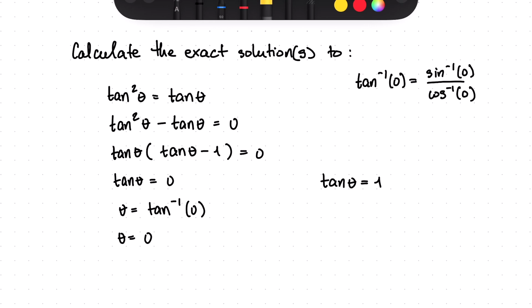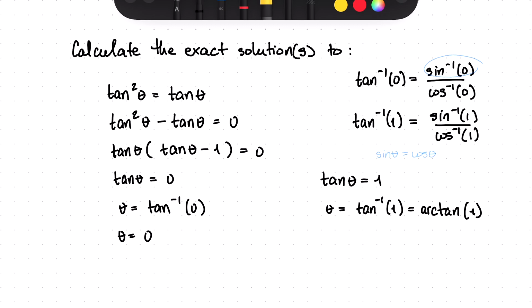On the other side, we will do the exact same thing, but we have 1 there. So we will get theta equals tangent inverse of 1, or sometimes we say arctangent, they mean the exact same thing. Now we want something that makes tangent 1. That means sine and cosine have to be the same. And the only angle that makes that true is pi over 4, because that's the only time sine and cosine are the same. That makes our answer 0 and pi over 4.